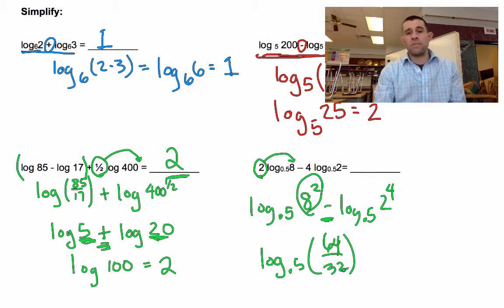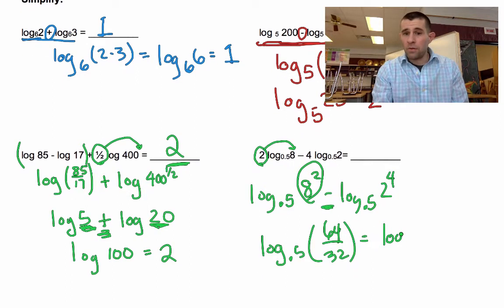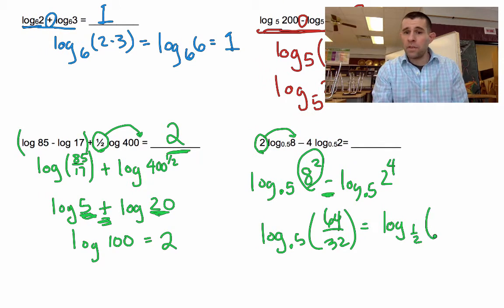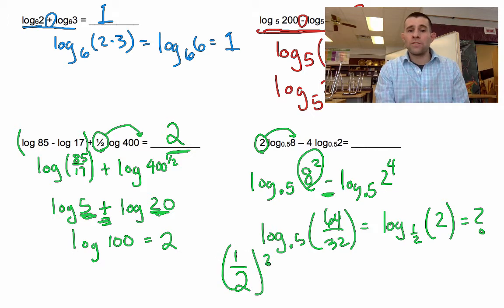Now I'm going to simplify a few things here. This 64 over 32 is really 2 over 1, and this base 0.5 is really 1/2. So what power do I raise 1/2 to in order to get 2? Or think about it this way. What power do I raise 1/2 to in order to generate 2 over 1? I'll let you think about that, and you can tell me tomorrow in class.